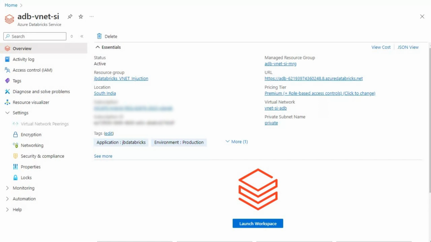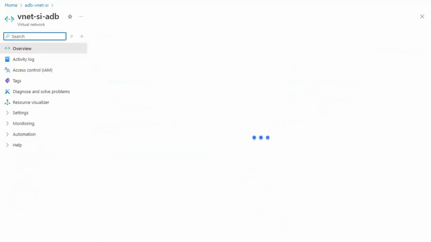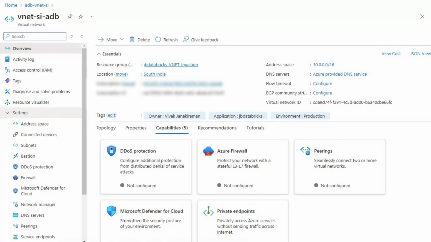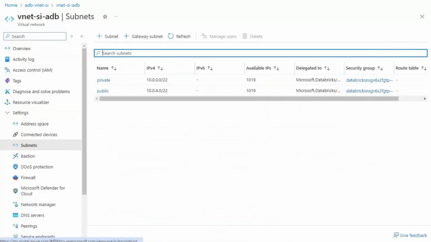-SI-ADB that is being used by this particular Azure Databricks service. And this one we have deployed using VNet injection. It's not a default deployment model. And now if you see here, we have the private subnet name. Let's go inside the virtual network that is being used by this Databricks. And then if I go to the subnet here, let's look at it. What we can see here is we have two subnets. One is your private subnet and another one is your public subnet.